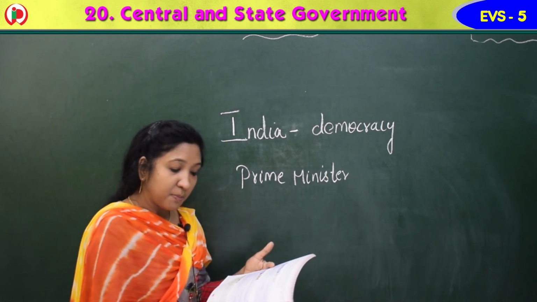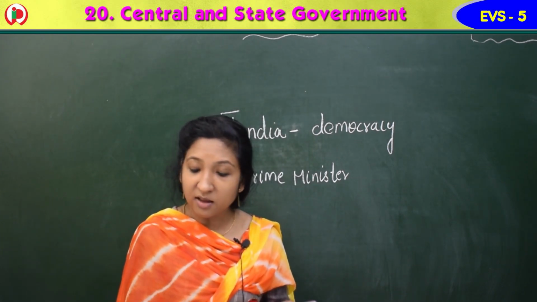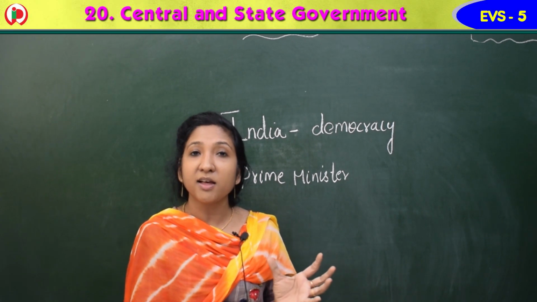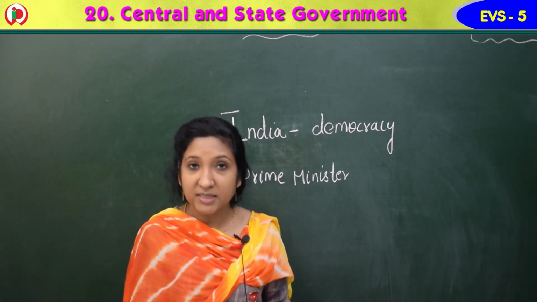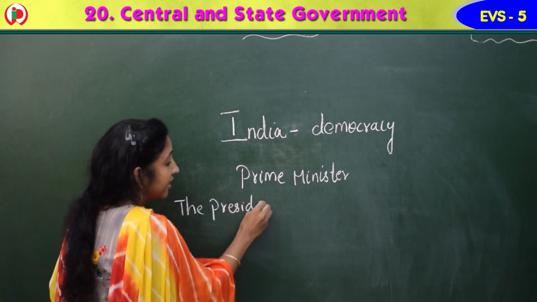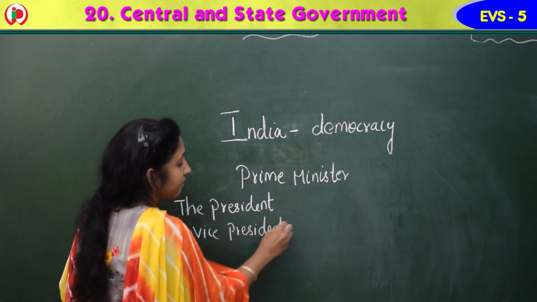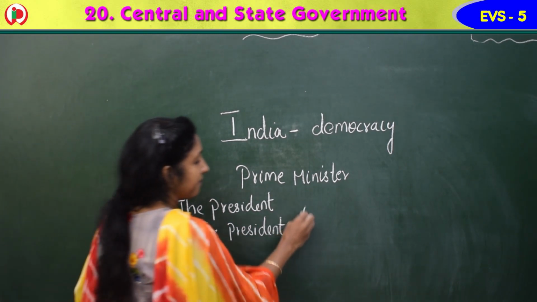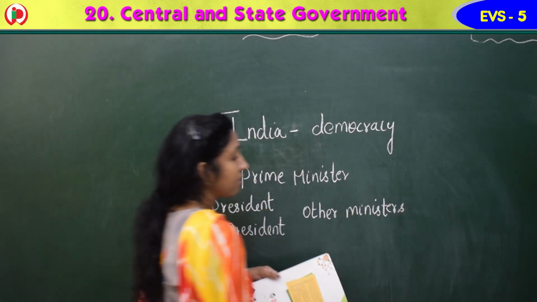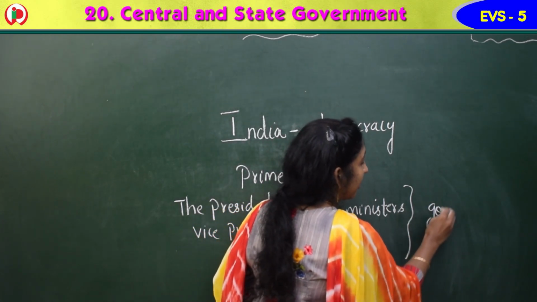The President, the Vice President, the Prime Minister and the other ministers together constitute the Union Government. Who all are there in our government? The President, then comes the Vice President, then other ministers or other leaders. All together constitute the Union Government.